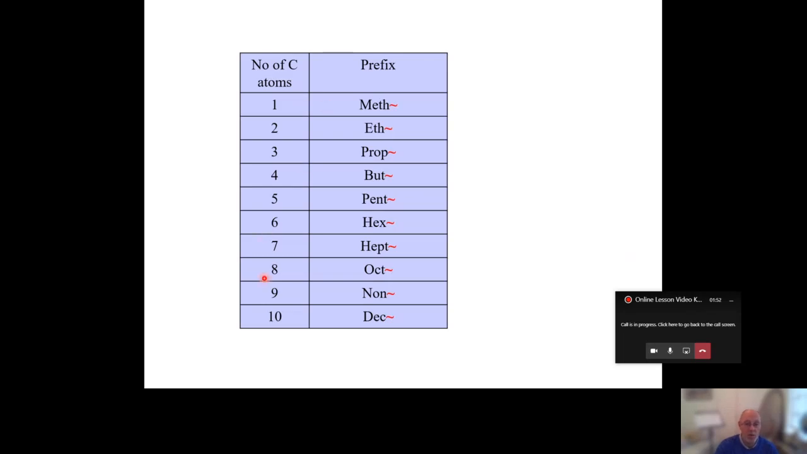You need to learn this table, as I said before. I think the syllabus only goes up to 8, but I've put another 2 on here. Meth means 1 carbon in the molecule. Eth means 2 carbons. Prop, 3 carbons, etc. And you just have to learn them. And we're going to go and apply them all now.